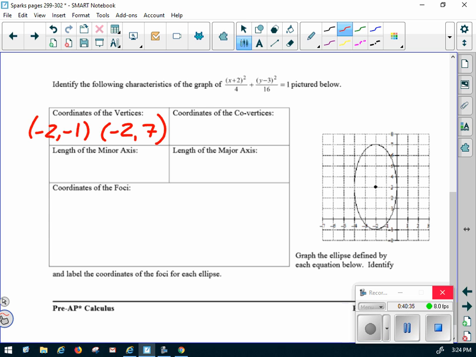What are the coordinates of the covertices? 0, 3, and negative 4, 3. What's the length of the minor axis? How do you find the length of the minor axis? If I do this distance from a center to a covertex, it's double that. Remember, it's the distance between the two covertices. So 4. What's the length of your major? Is it 8? 1, 2, 3, 4.